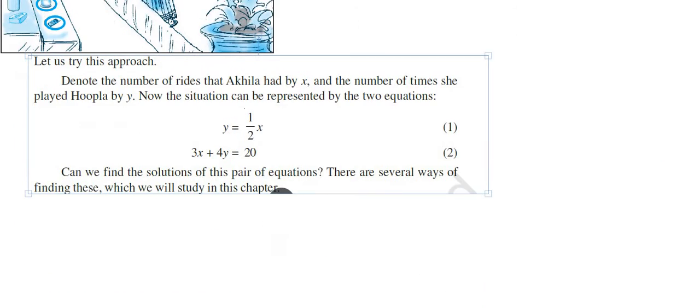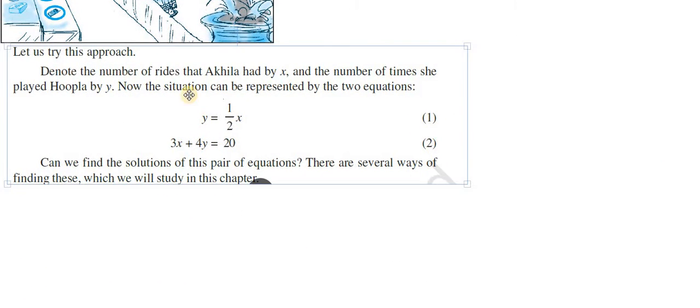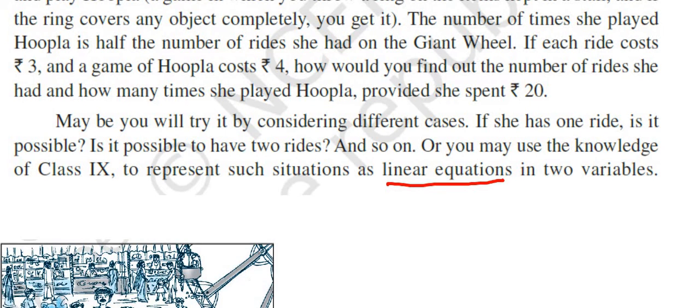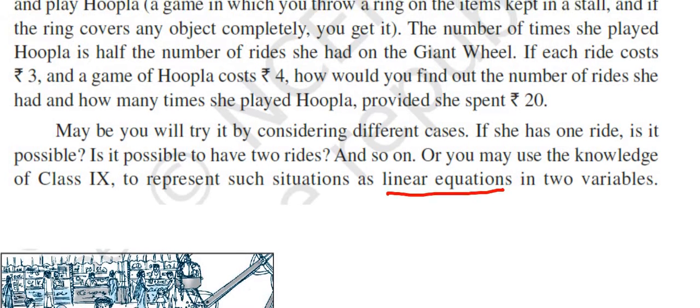Here let us approach this. Denote the number of rides Akila had by x and the number of times she played Hoopla by y. Now the situation can be represented by two equations. y is equal to half of x, and 3x plus 4y is equal to 20. Why? Because she needs to pay 3 rupees for each ride, and the game of Hoopla costs 4 rupees, and she has 20 rupees.